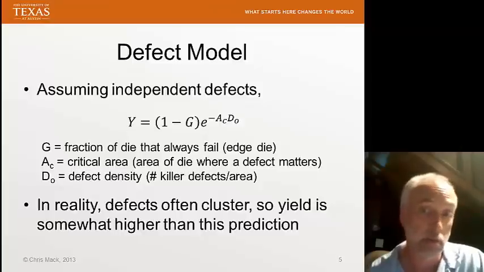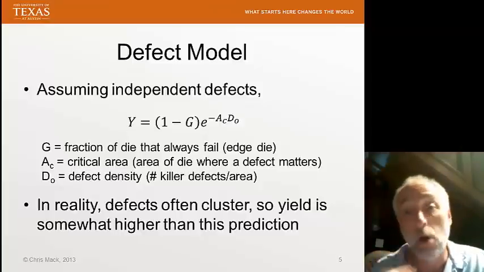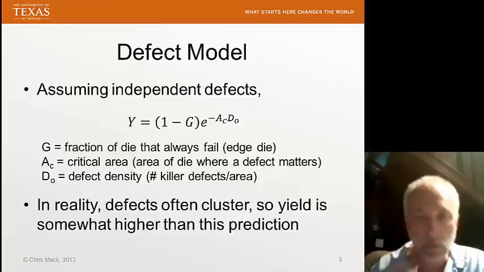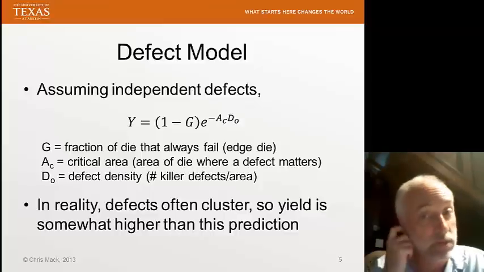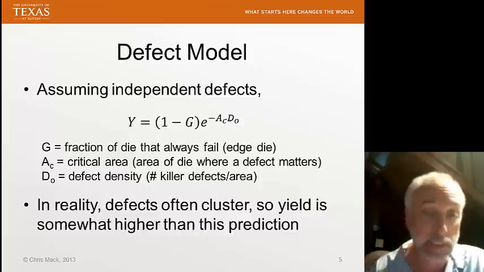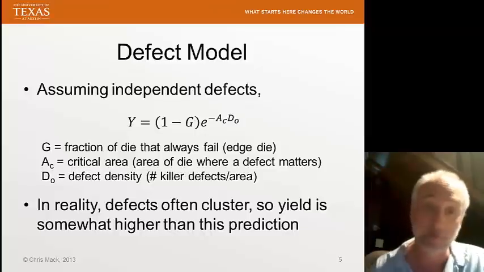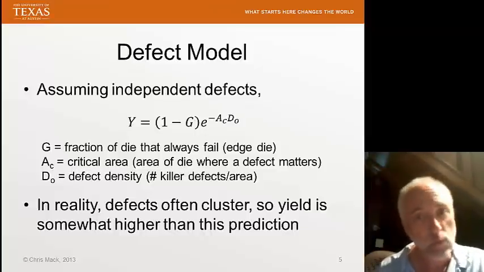The important thing to know about this equation is that there are 2 ways in which we can improve the yield based on defects. One is we can reduce the defect density. This is kind of the obvious thing, get rid of the defects. But the other thing is we can reduce the critical area of the die, and we'll talk about that later.